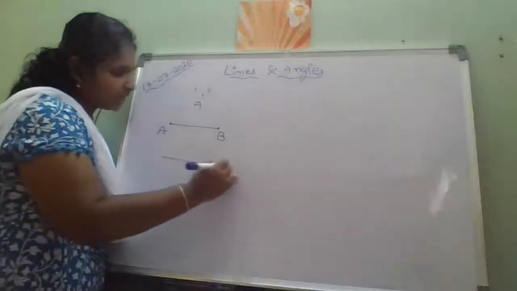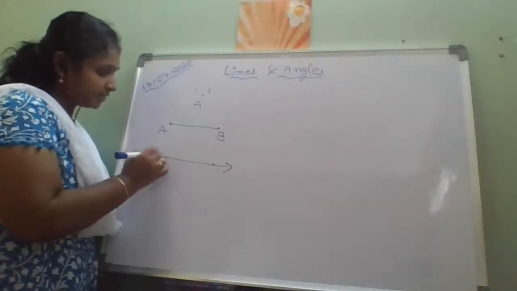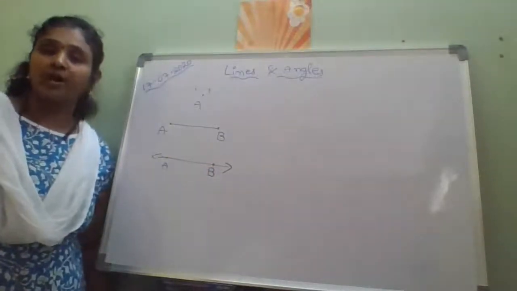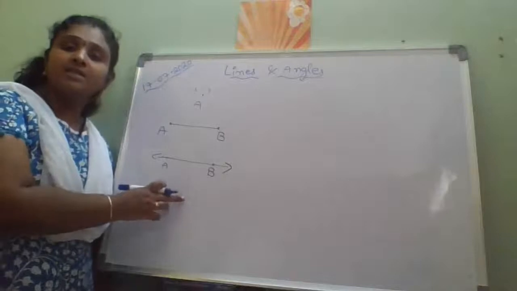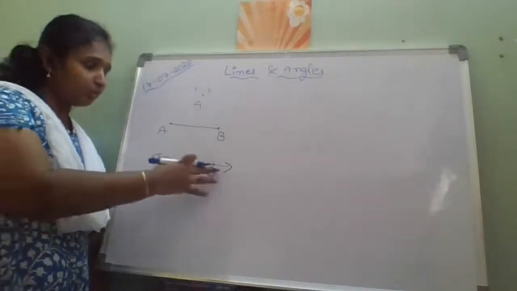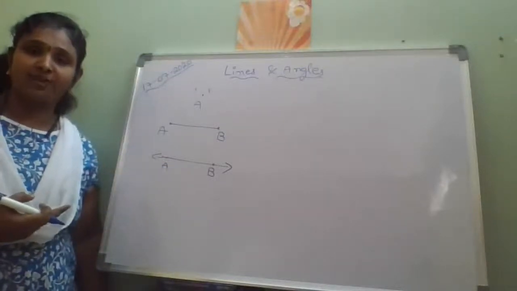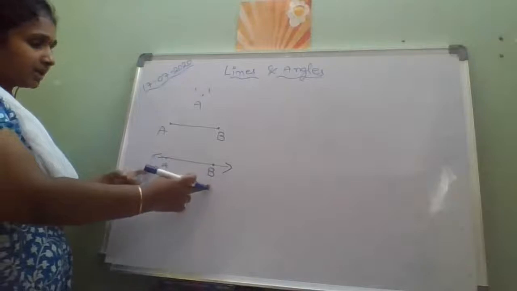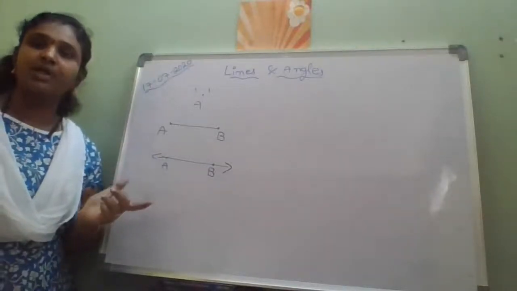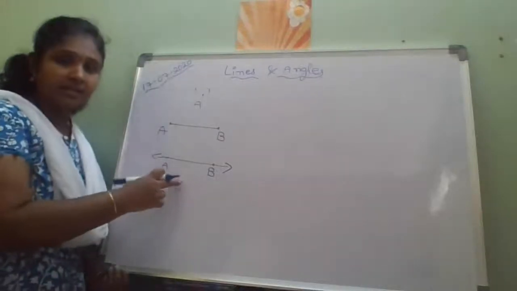So what is a line? A line has no start point and no end point. We cannot measure the length of the line. It means that in both directions, in A and B directions, the line goes on infinitely. We cannot measure the length of the line.